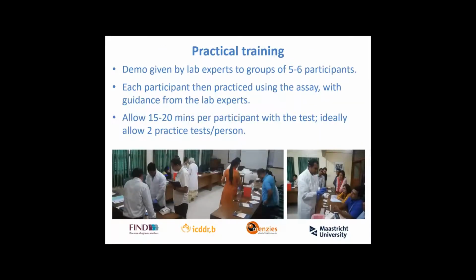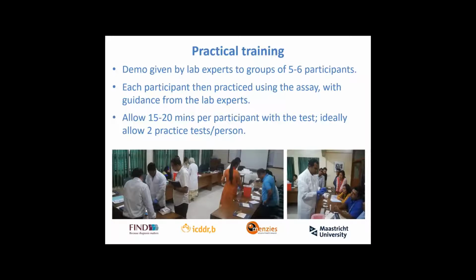In the practical training, a demo was given by a lab expert to groups of 5 to 6 participants. Each participant then practiced using the assay with guidance from the lab experts, and we allowed 15 to 20 minutes per participant with the test. Ideally, each participant can practice 2 tests in this time, and the practical session took time.